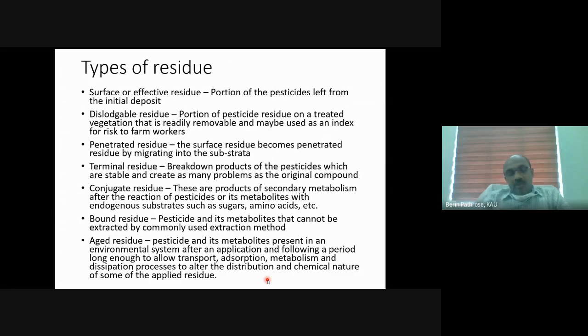So, are you clear with respect to these definitions of residue? Surface residue, penetrated residue, dislodgeable residue, bound residue, conjugate residue, terminal residue, aged residue. Yes, okay, fine.